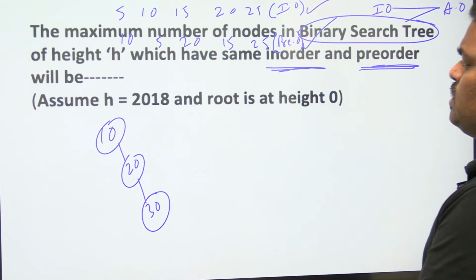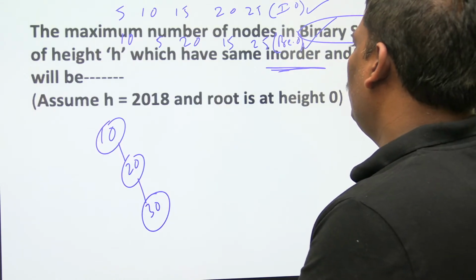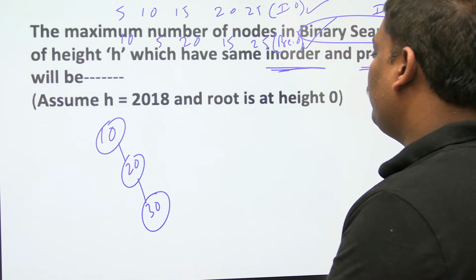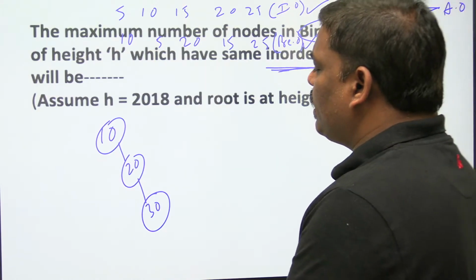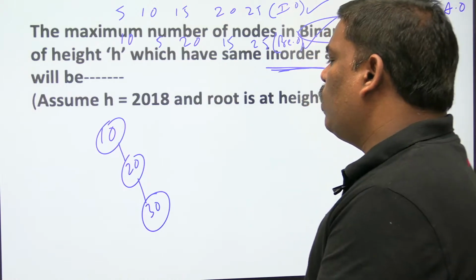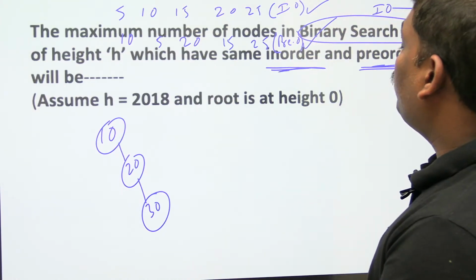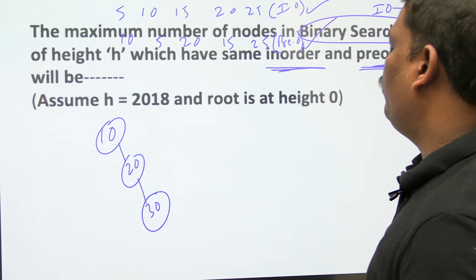I think, in my opinion, the tree which will give the same pre-order and in-order is a BST where pre-order and in-order will be the same, right? I think it is a right-skewed tree, always going to the right-hand side. And he is asking the maximum number of nodes of height h.